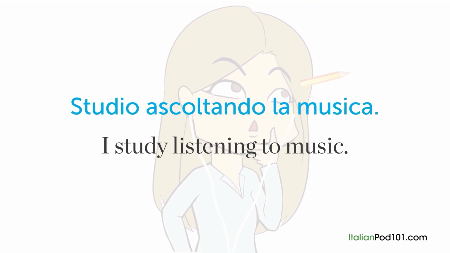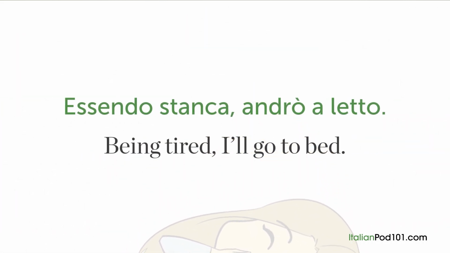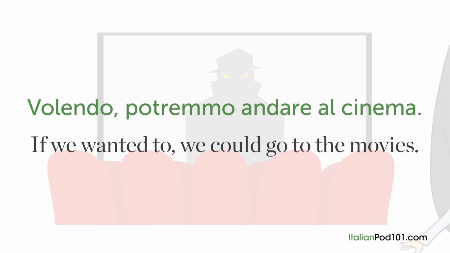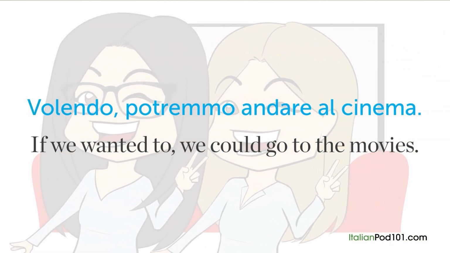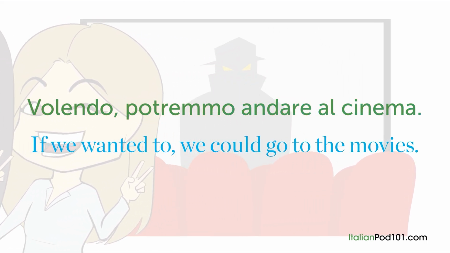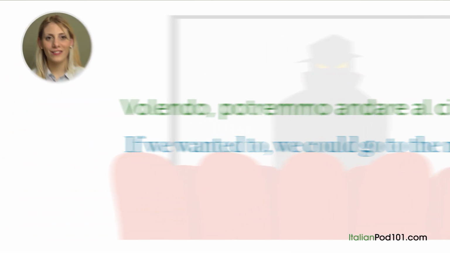You can use the gerund alone for two actions happening at the same time. Studio ascoltando la musica. I study listening to music. To say why something happens. Essendo stanca, andrò a letto. Being tired, she went to bed. To express a possibility, a hypothesis. Volendo, potremmo andare al cinema. If you wanted to, we could go to the movies.